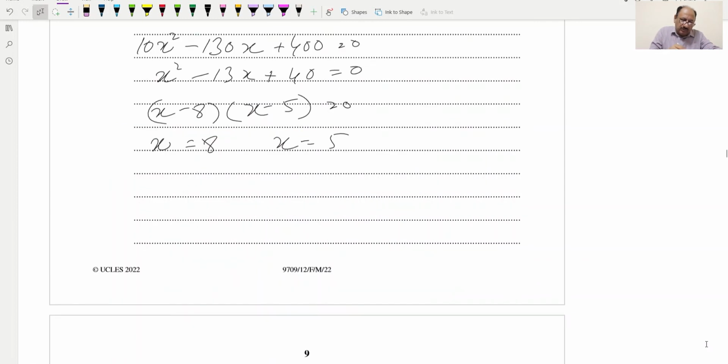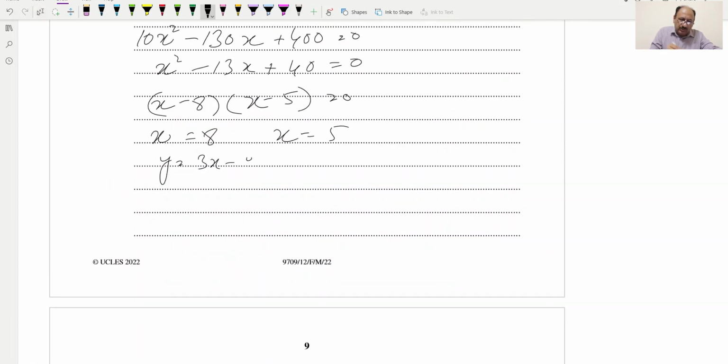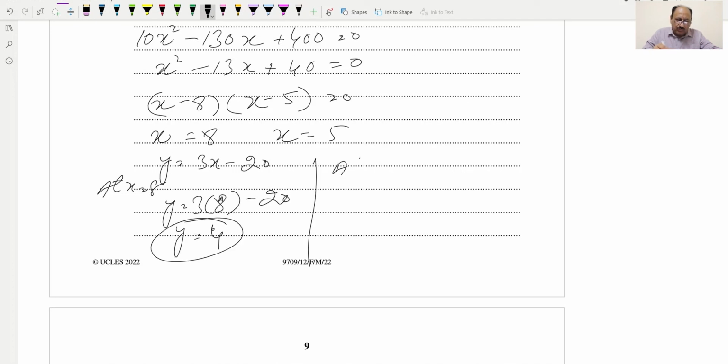So y is equal to 3x minus 20. At x is equal to 8, y will be equal to 3 into 8 minus 20, so 24 minus 20, so y is equal to 4. And at x is equal to 5, y will be equal to 3 into 5 minus 20, so y will be equal to 15 minus 20, so it will be minus 5.